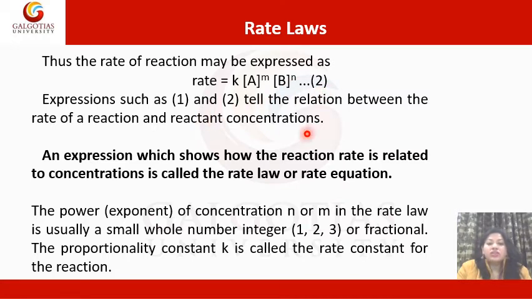Expressions such as the first and second tell the relationship between the rate of reaction and reactant concentration. So, an expression which shows how the reaction rate is related to the concentration is called the rate law or rate equation. The power of the concentration, n or m, in the rate law is usually a small whole number integer 1, 2, 3 or fractional. The proportionality constant k is called the rate constant for the reaction.